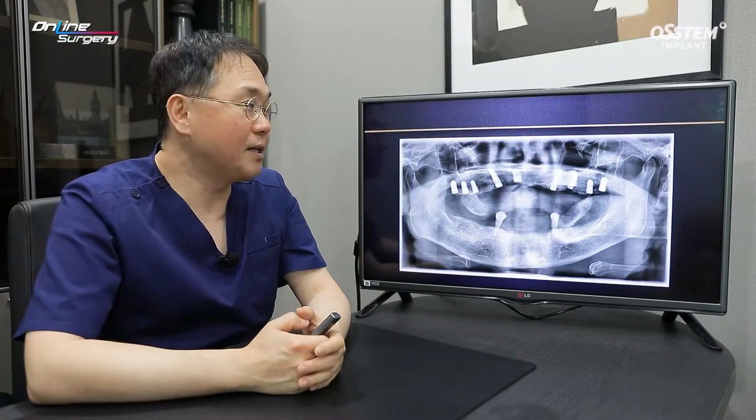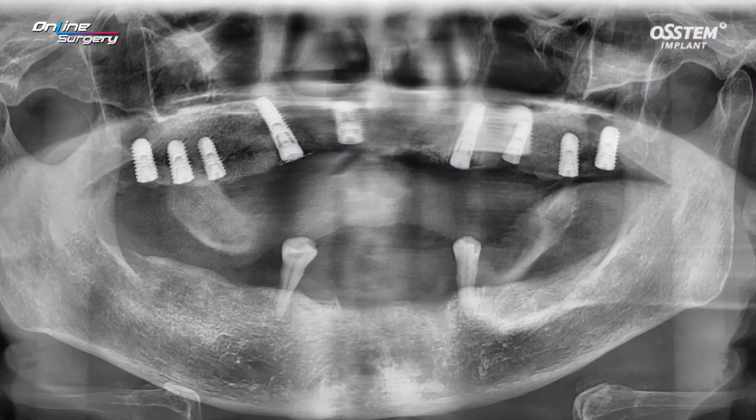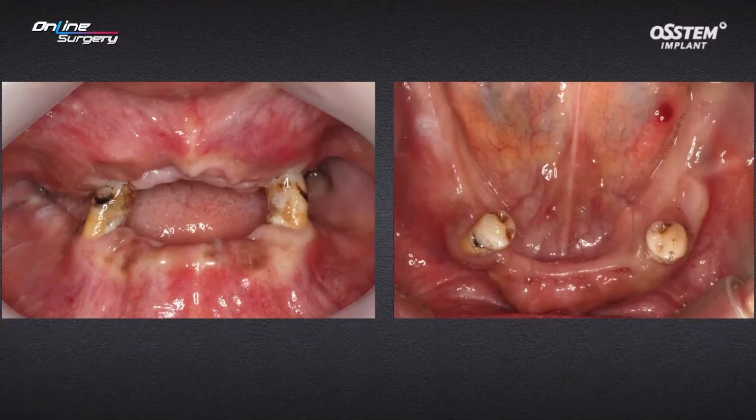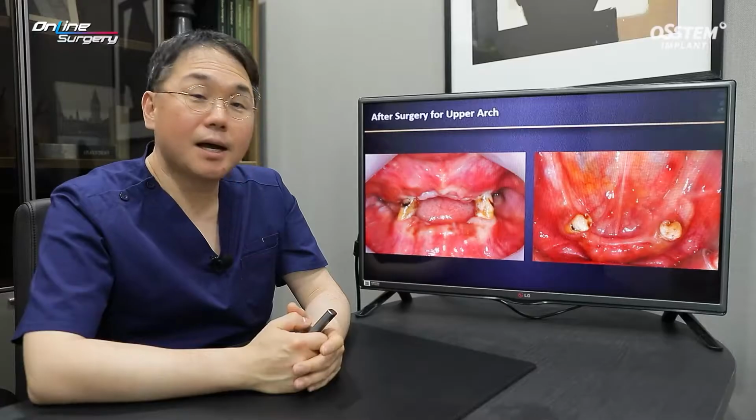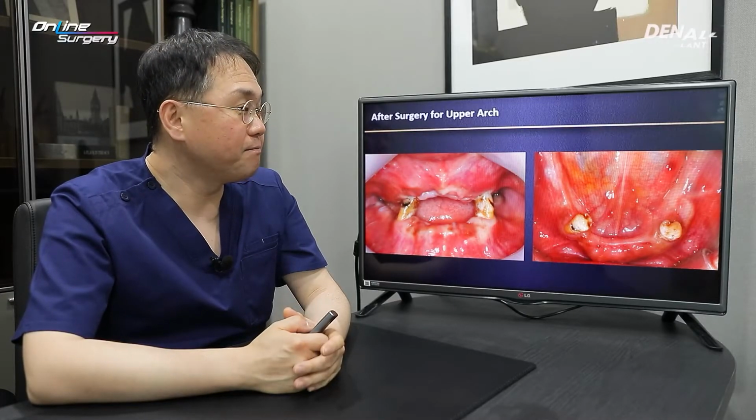This is the result. As anticipated, implants have been placed nicely in the anterior area. OSSBuilder was used for GBR. In order to have a bit of soft tissue healing, I waited for about a month. And this is healing after 1 month. Healing is nicely done in the upper.